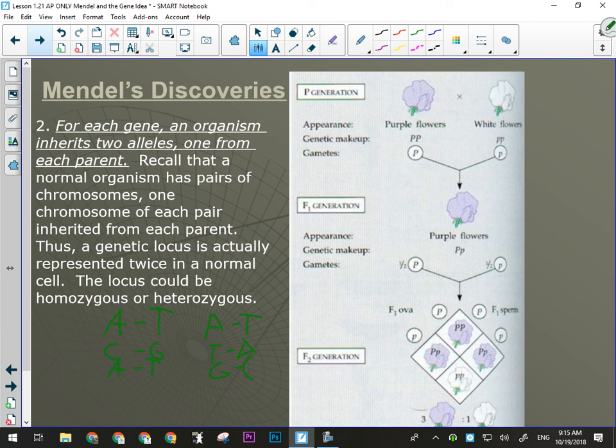All right, so for each gene, an organism inherits 2 alleles, one from each parent, except for things that are X-linked. So you have 2 copies of every chromosome if you're female, because your sex chromosome is X. If you're female, you have XX. If you're male, you have XY. Which is why males show more often recessive sex-linked characteristics like color blindness.